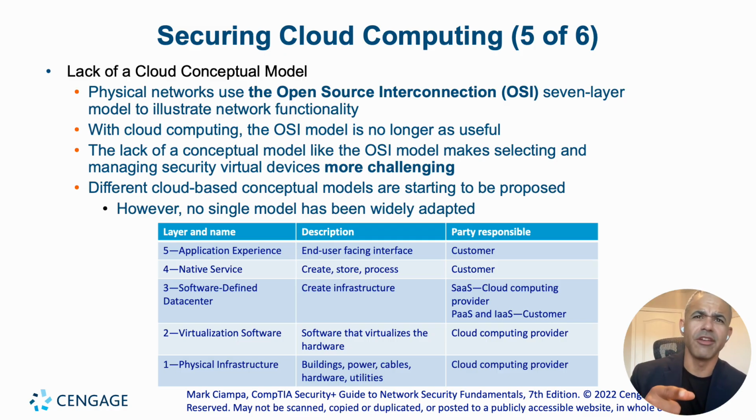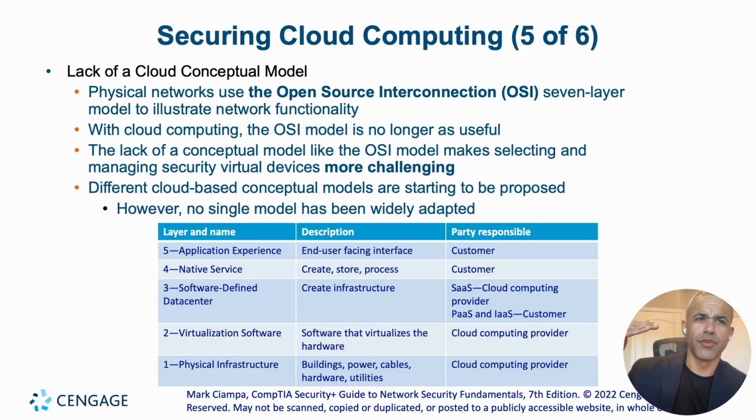It's the one that I'm showing you here. And it has 5 layers. Physical infrastructure, which is provided by the cloud computing provider. The same thing, the hypervisor is the virtualizing software that will be layer 2. So whatever hypervisor they're using.